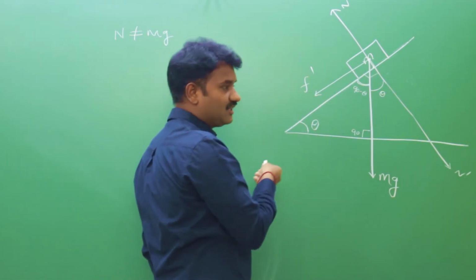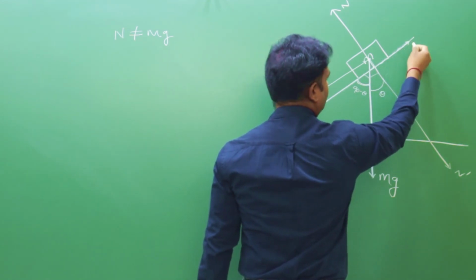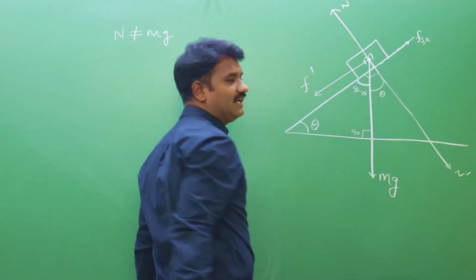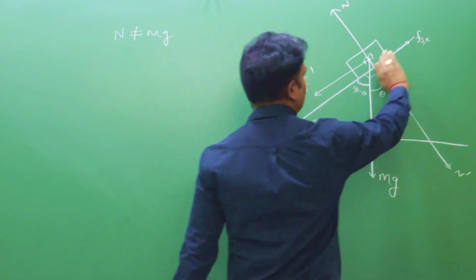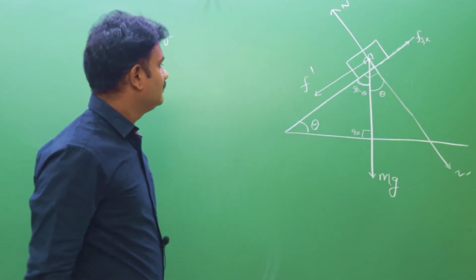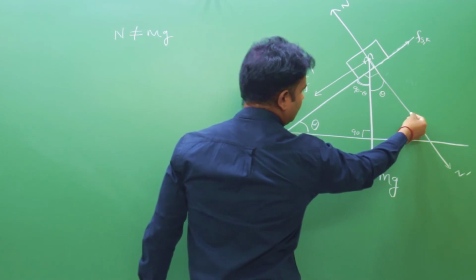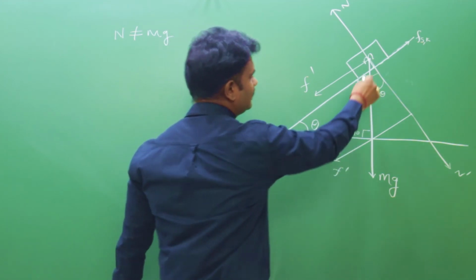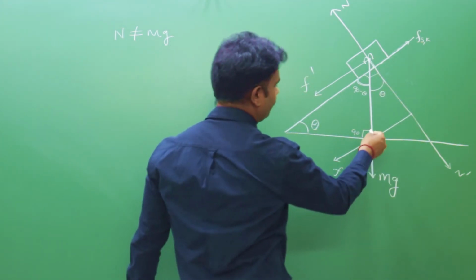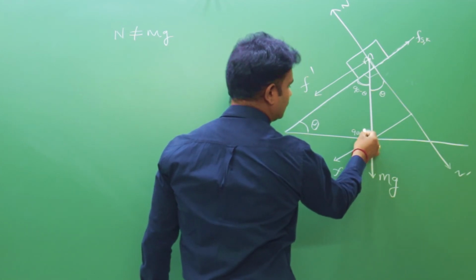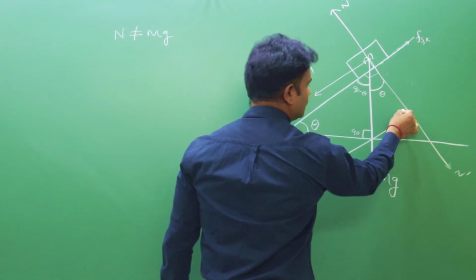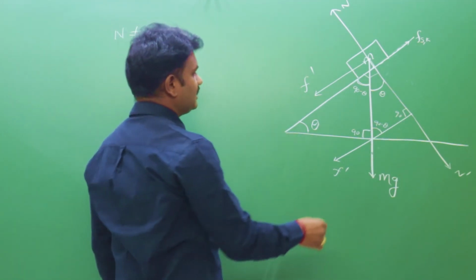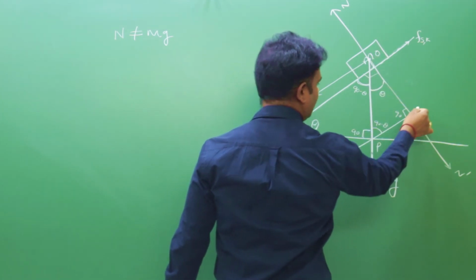As the body is moving in this direction, in the opposite direction acts friction, Fs or Fk. If it is at rest, Fs. If it is in motion, Fk should be acting in the opposite direction. Clear? Now I would like to draw one more parallel line in this direction like this, which is F dash. Now this is our right angle triangle. This is theta, this is 90, so this is also 90. This is 90 here, this is 90 minus theta. Let us name this O, P, Q.